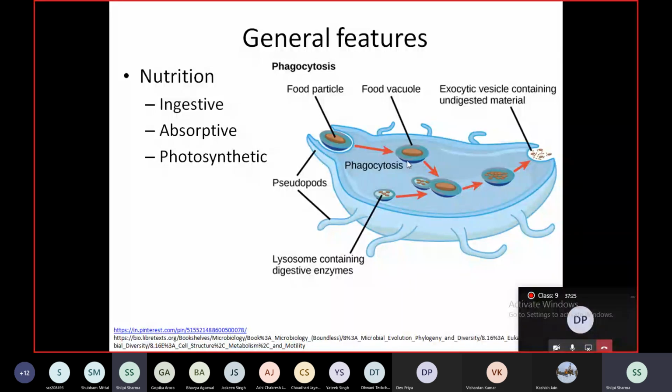Now, this phagosome fuses with a lysosome, which contains hydrolytic enzymes, to produce a phagolysosome. And the food particle is broken down into smaller molecules, which can diffuse into the cytoplasm and be used in cellular metabolism. The undigested material remaining in the vesicle is expelled from the cell via exocytosis. So basically, endocytosis is taking into the cell, and exocytosis is throwing out of the cell.